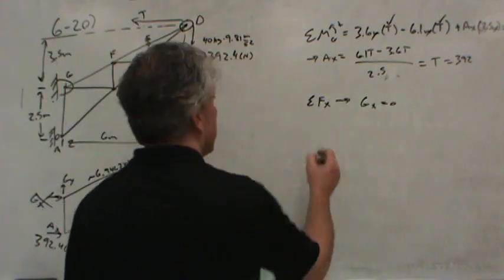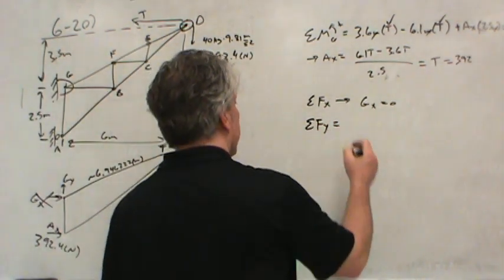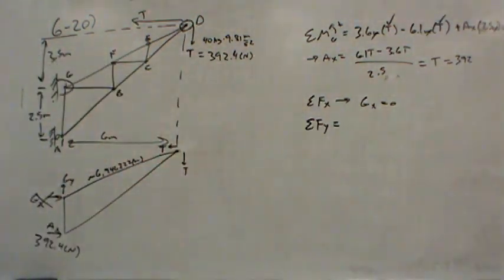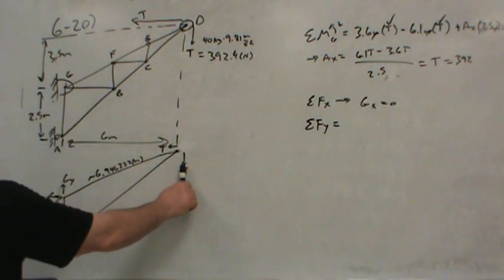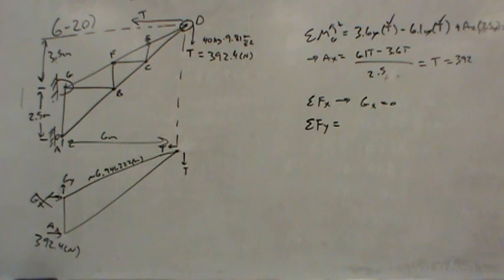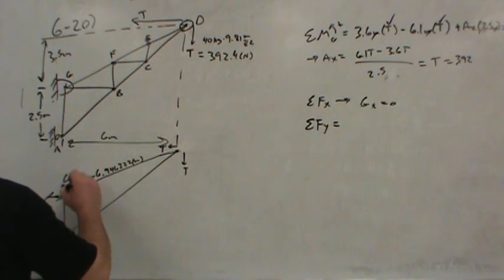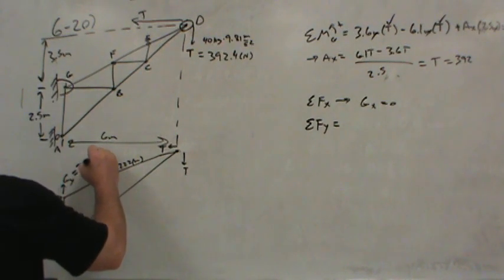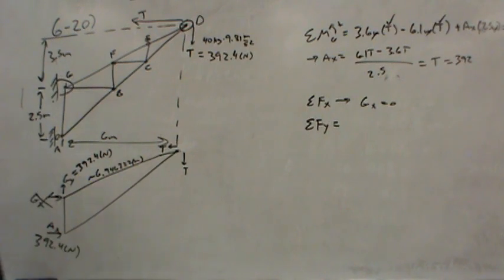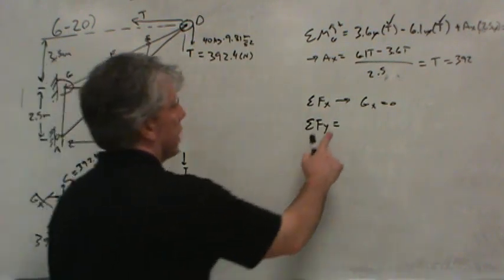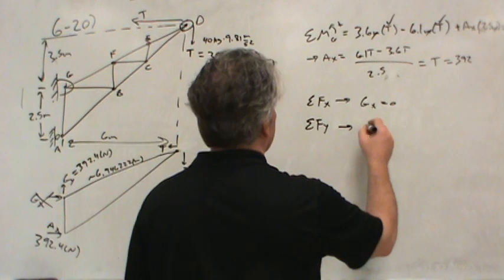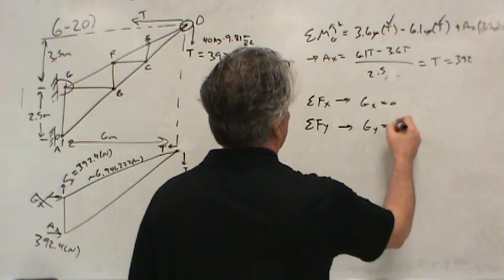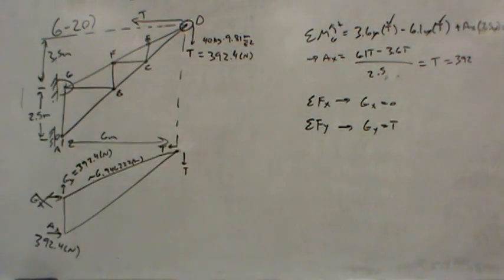If we sum forces in the Y direction, notice that the only thing that can offset this tension acting down is GY up, and so GY must also be equal to the tension, or 392.4 newtons. Okay, so that's what the sum of forces in the Y direction tells us: GY equals the tension. So, pretty straightforward free body diagram.